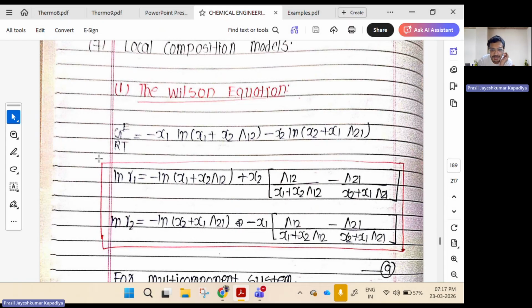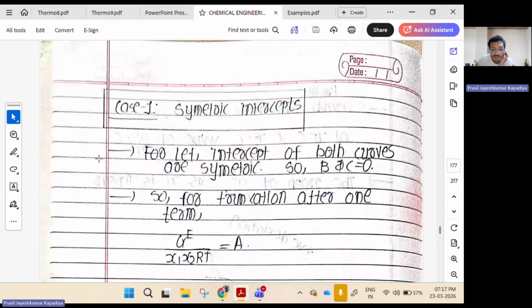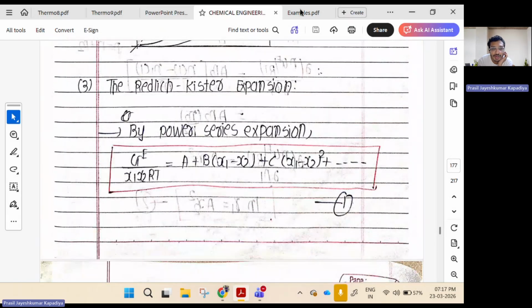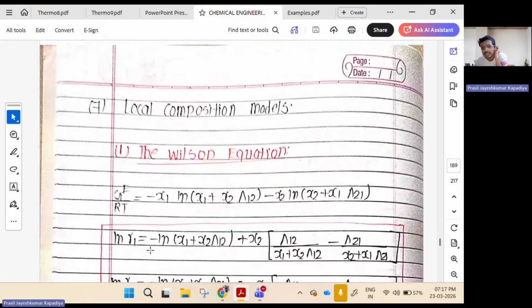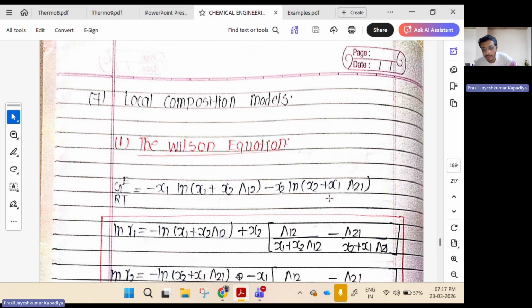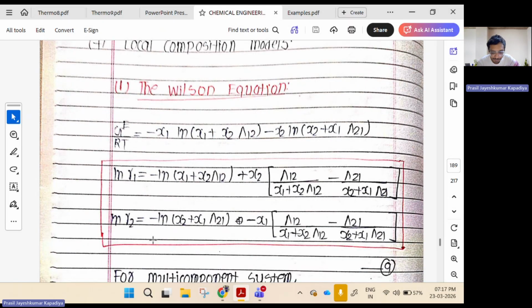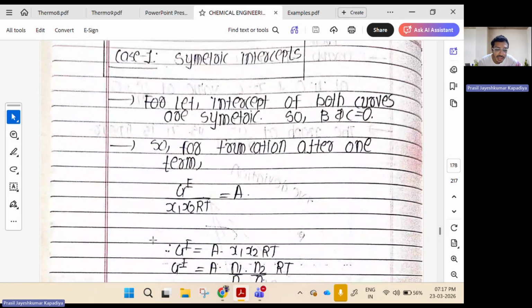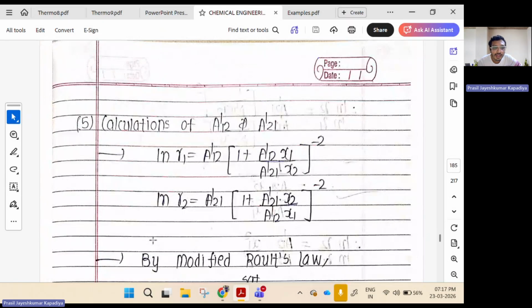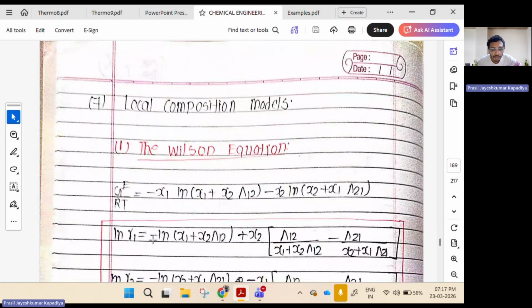Wilson expressed the main term, how we are expressing our G by x1 x2 RT term. So Wilson expressed G by RT as minus x1 ln of x1 plus x2 lambda 12, minus x2 ln of x2 plus x1 lambda 21. So from there, if you know G by RT, then following this tedious process, you can find out ln gamma 1 and ln gamma 2.